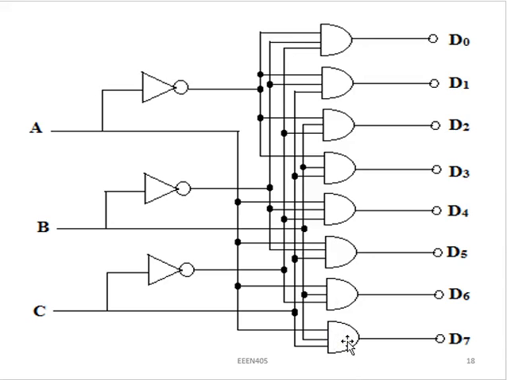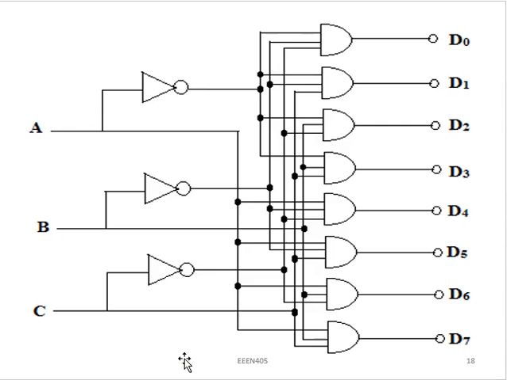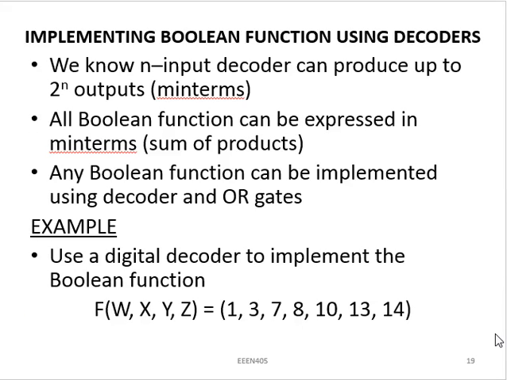If you go back, you see that for D7, my A, B, and C, all of them are 1. So I'll take the real value of A, real value of B, and that of C. All of them, I pass them through my AND gate here to give me my D7. This is for 3/8. For any number, we can have 4/16, we can have 5/32. We follow the same procedure.